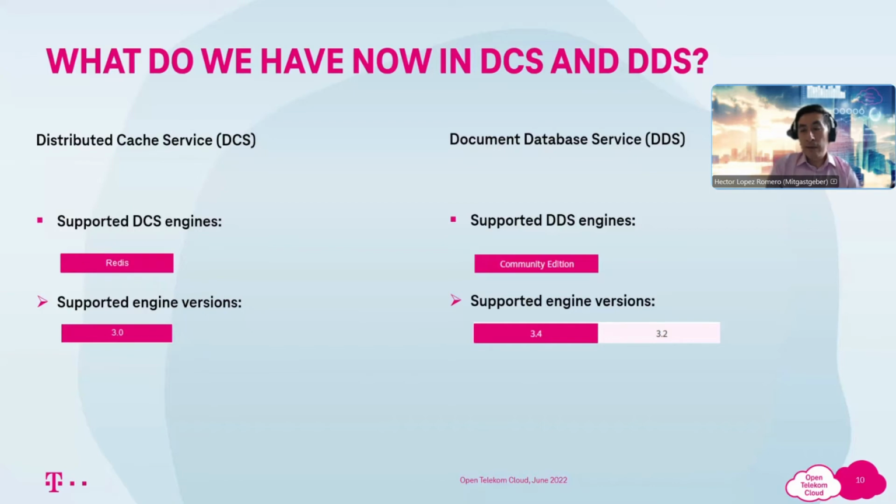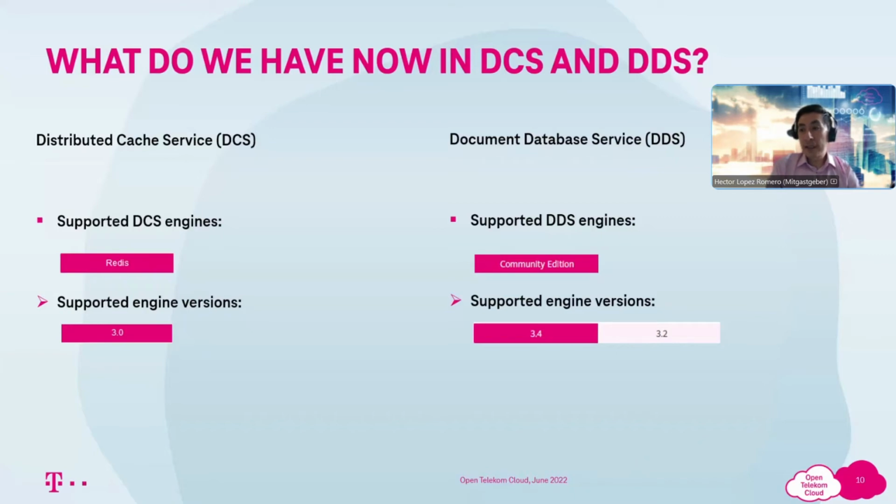Now, on databases we also have two other services: DCS, as you know, is Redis, and the other one is DDS, the document database, a NoSQL solution, of course. In DCS and DDS, at least on DCS we have Redis 3.0. With 3.0, it's let's say not exactly the latest version, but we are looking forward to next, and when I say next, it is in Q3, to support a newer version of this.